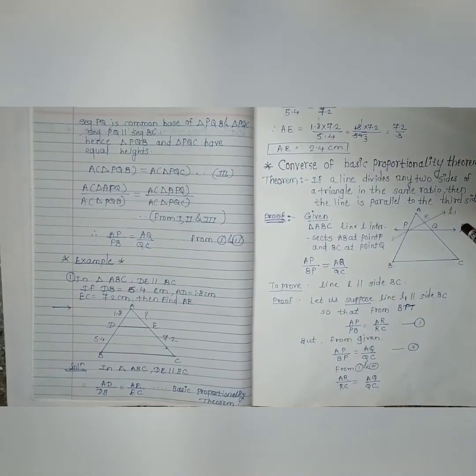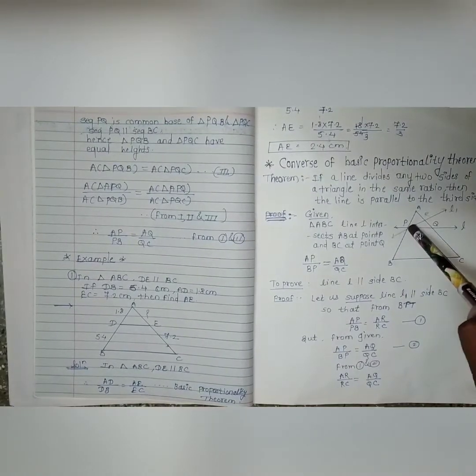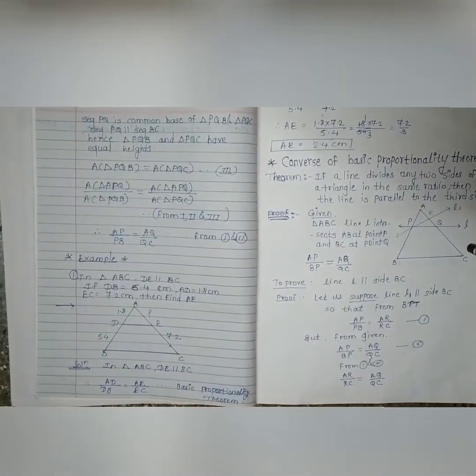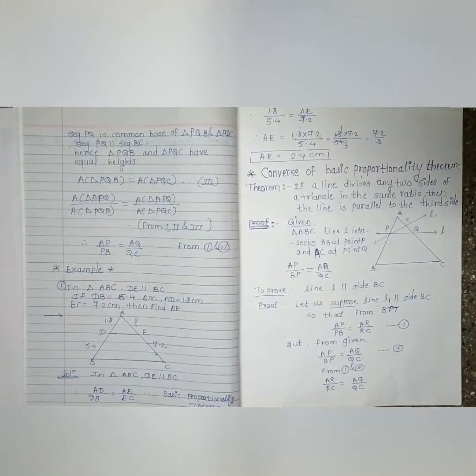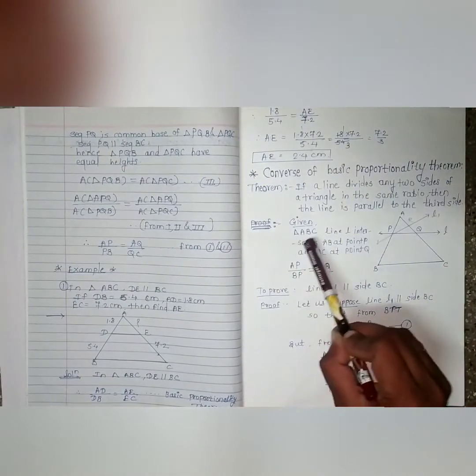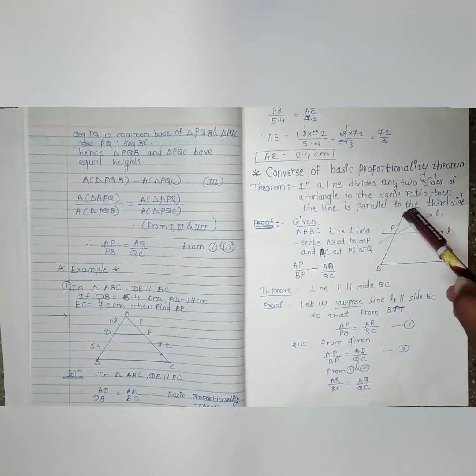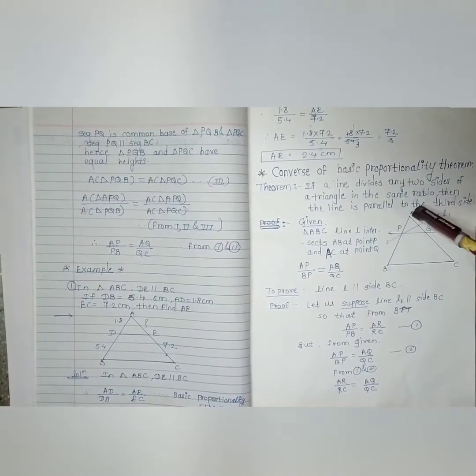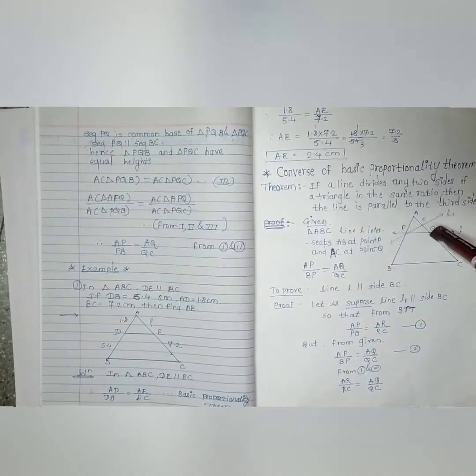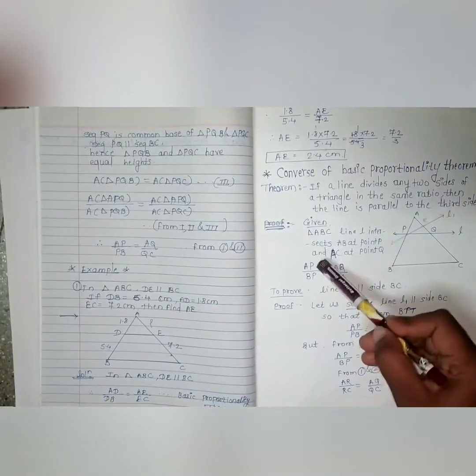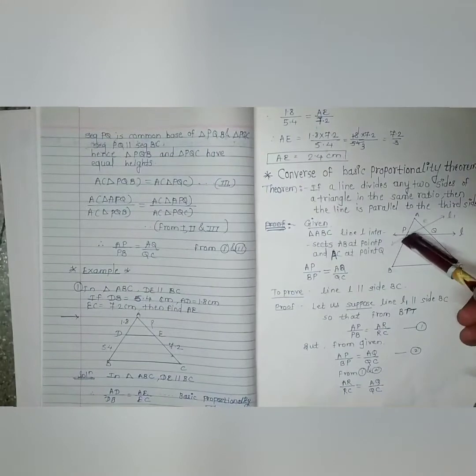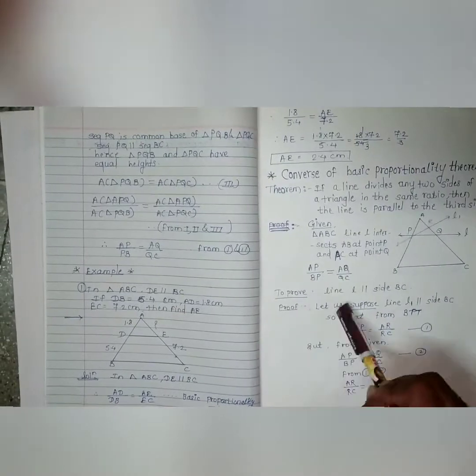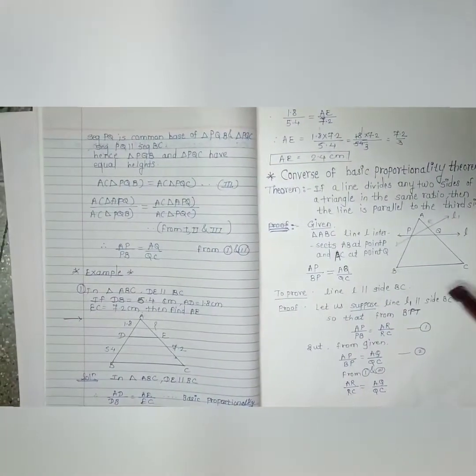Therefore, given triangle ABC, line L intersects AB at point P and AC at point Q. Repeat again: triangle ABC, line L intersects AB at point P. Which point? P point. And line L intersects AC at point Q. Therefore, AP upon PB is equal to AQ upon QC, by the basic proportionality theorem.